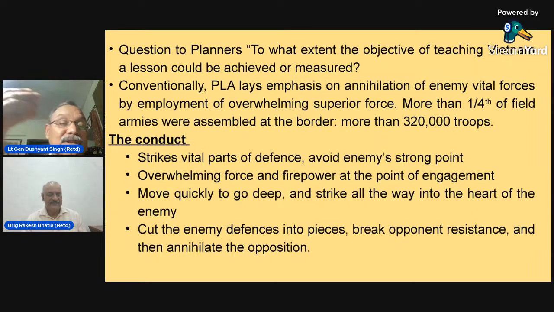In the West, it was Che Guevara, who had become a guerrilla consultant. He used to move from Europe to Africa to America, consulting people on how to start a guerrilla war. So the Chinese missed the boat somewhere there.